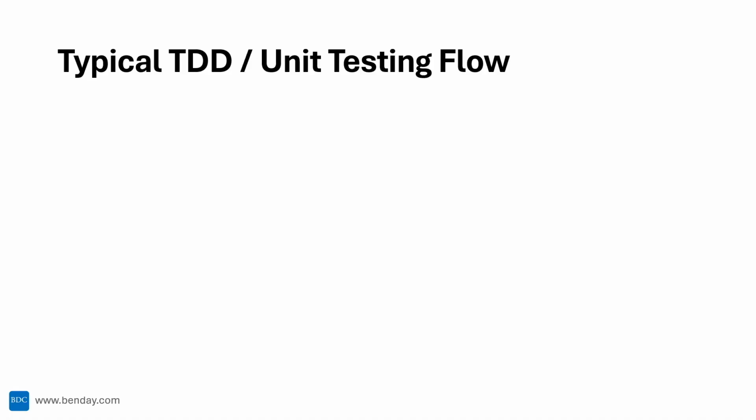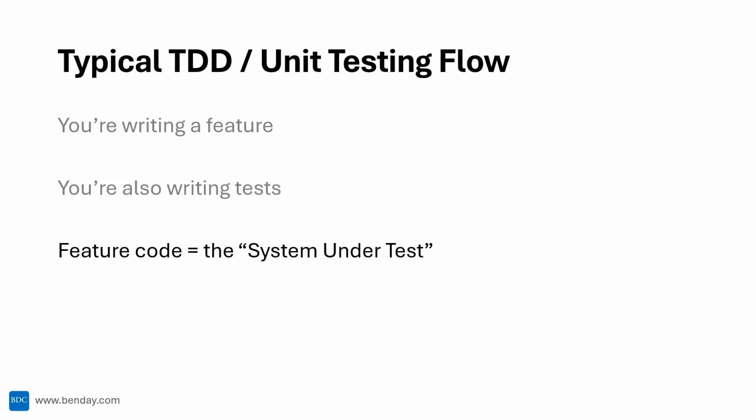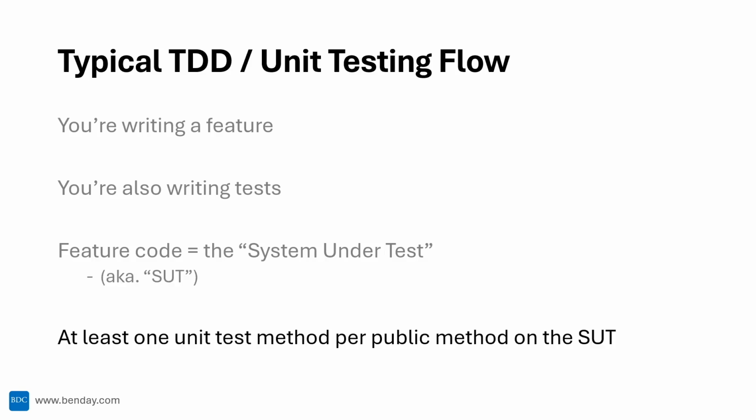Okay, TDD, also known as test-driven development, is a mindset and a process. The idea is that the test code comes first and that the application code follows along afterwards. Let's say that you've been tasked with writing a new feature. This means that you're not only writing the feature, but you're also writing the test for this feature. The feature code is called the system under test. It's often abbreviated as SUT. At a minimum, you'll be writing one unit test method per public method on the SUT. You'll validate the outputs from the SUT using assert methods, and that's the process at a super high level.